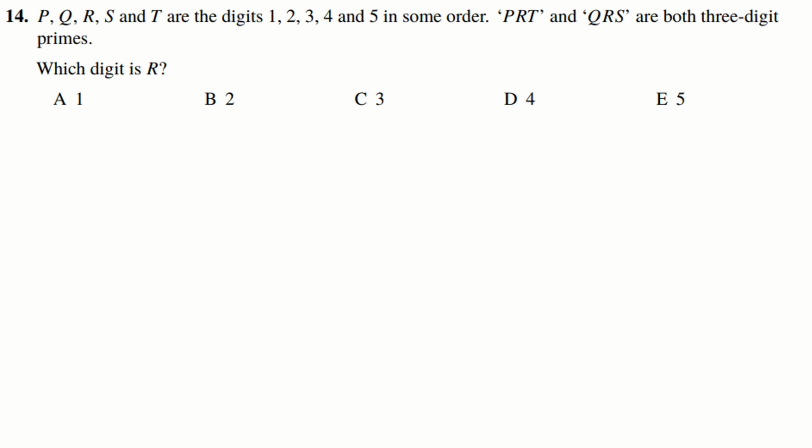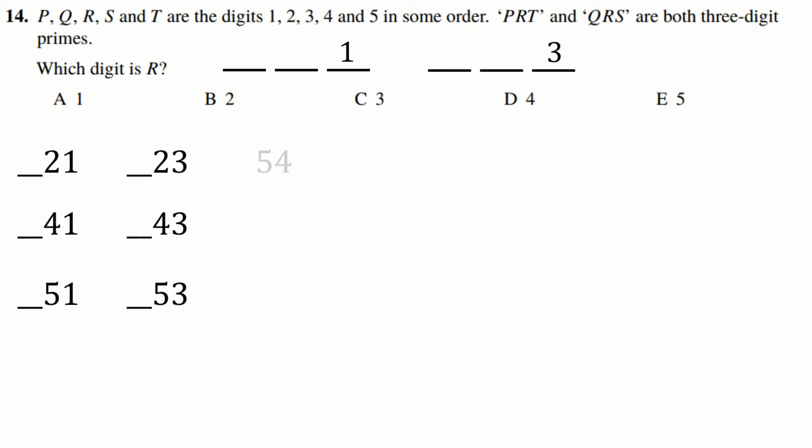Nice and straightforward. Another thing about primes here, this one is much less nice. We know that T and S are going to have to be 1 and 3 because primes can't end in 2 or 4 or 5 unless they are 2 or 5, but these are 3 digits, so okay, it ends in a 3 and a 1. And now I just decide to try all of the combinations, so put the 2 in the middle, put the 4 in the middle, put the 5 in the middle.